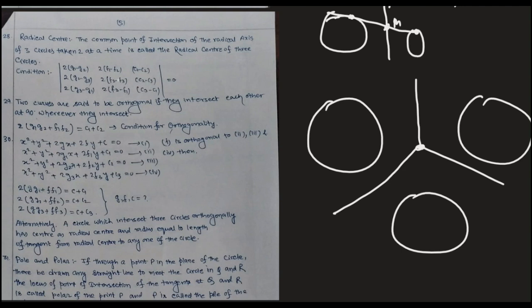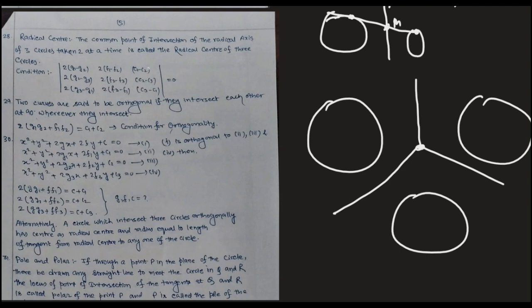So using this determinant, you can also find three circles. Three circles having three equations, and you are using this concept in determinant, and you can find out. Now two circles are said to be orthogonal if they intersect. Whenever they intersect, they will intersect at 90 degrees.